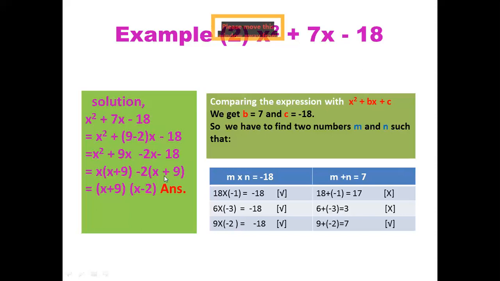Now if you take x plus 9 common here, then what is remaining here? Here is remaining x, and here is remaining minus 2. These two are the factors of this question. I hope you understood. Now let's move to the next question.